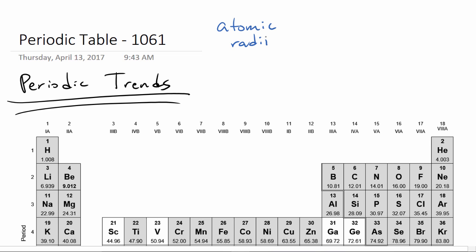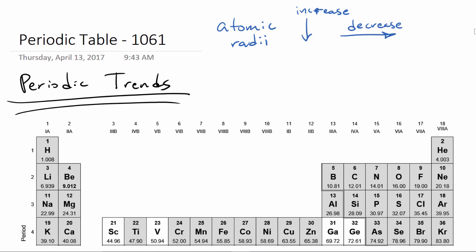Okay, what is the observation? As we go down within a group, what happens to the values? They increase. And as we go across from left to right, what happens here? They decrease. They don't increase, they actually decrease. Now, there's a reason why they do this, and it works something like this.